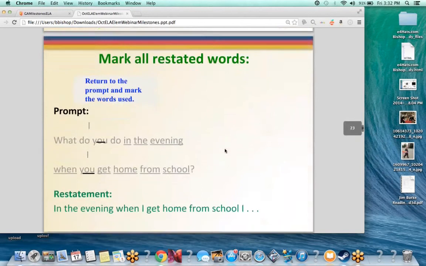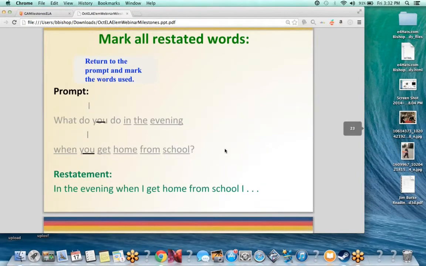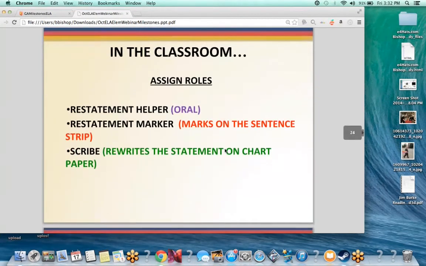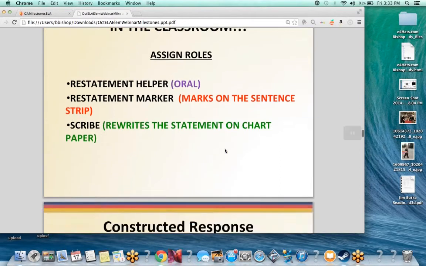Also, we want kids to actually practice marking up a prompt. So, what do you do in the evening when you get home from school becomes in the evening when I get home from school, and then you can have the kids mark out the restated words. And of course, that's just the first step to getting the restatement. You can also assign roles in the classroom where one student might be the oral restatement helper, another one might mark on the sentence strip, and another one might rewrite the statement on chart paper.